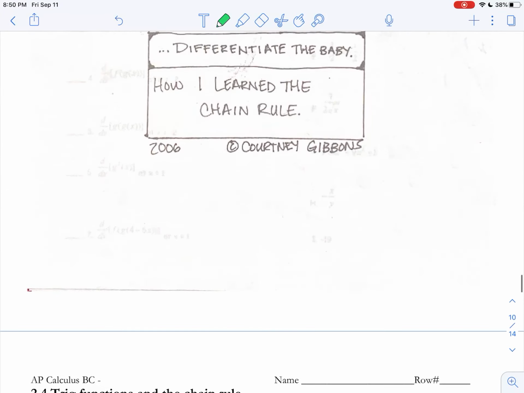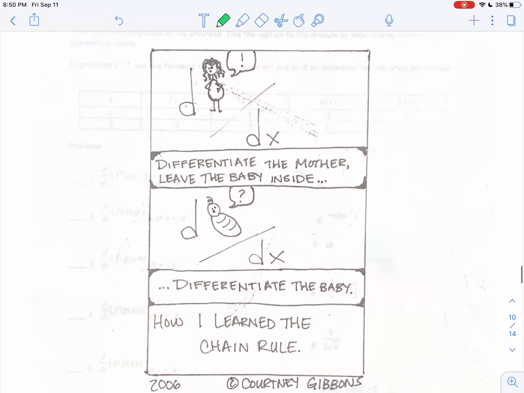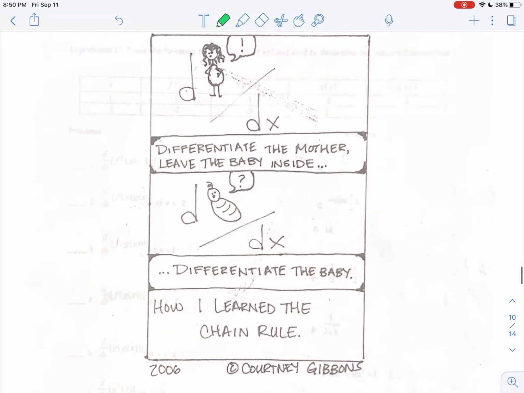So when I was pregnant with my first daughter, I remember coming across this little cartoon and thinking, oh, it just speaks to me so well. And since then, I've always taught chain rule this way. It sounds kind of weird at first, but every problem that we do, we go over it in terms of who's the mommy, who's the baby.